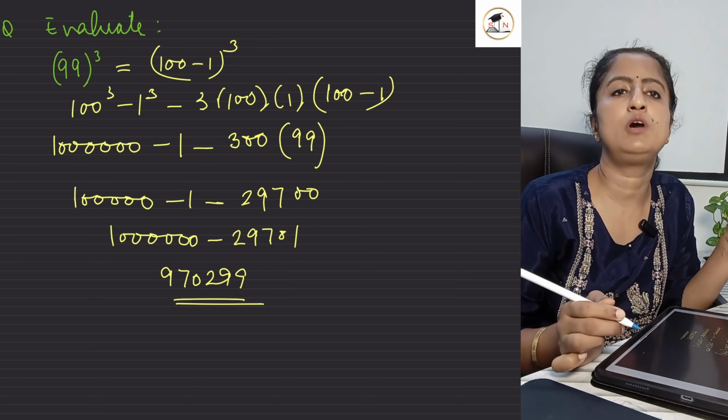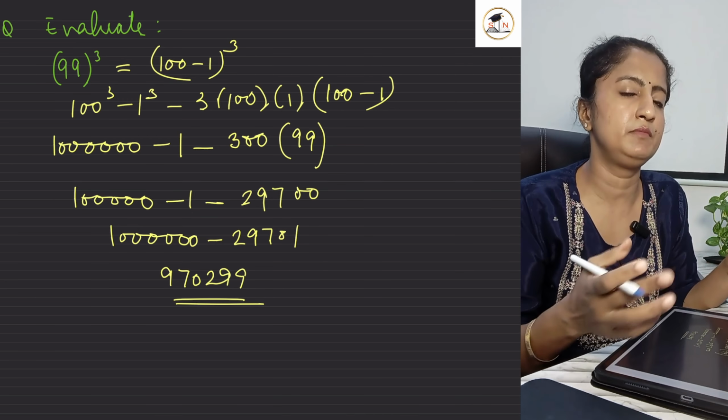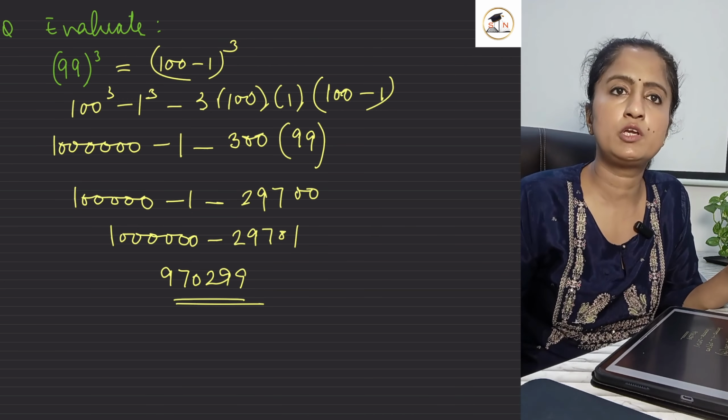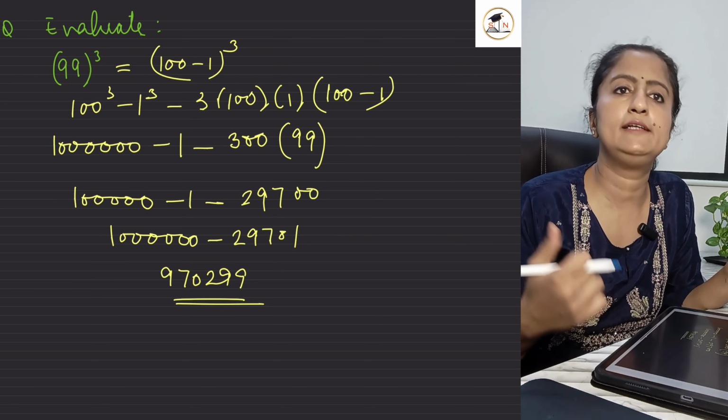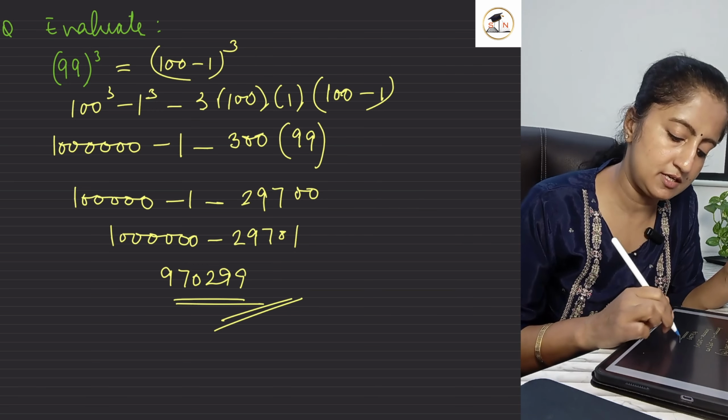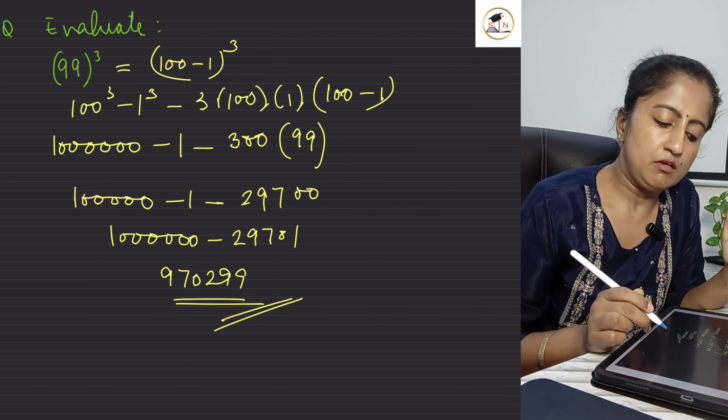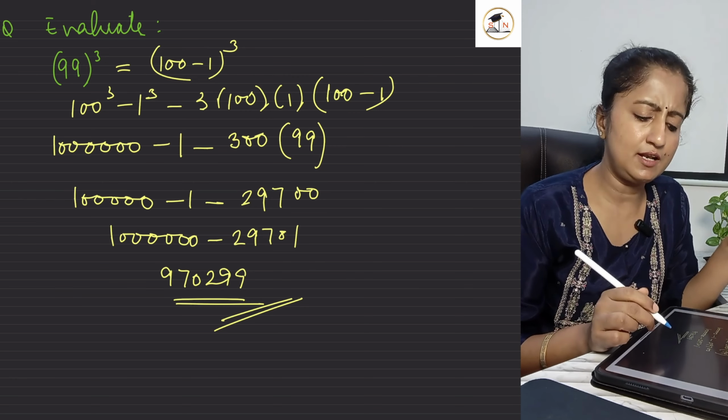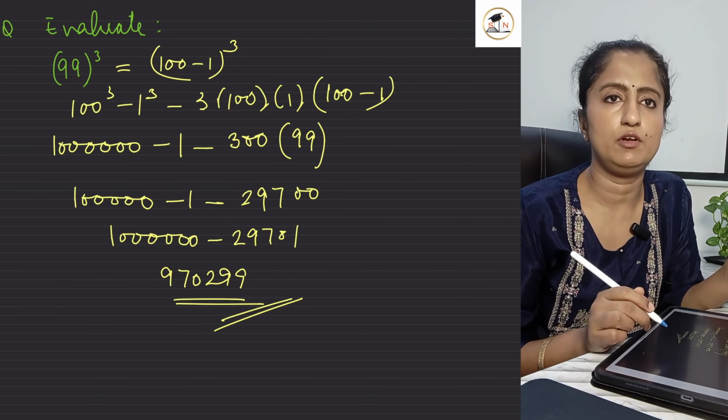Because whenever you do a cube of a number ending with 9, your answer also ends with 9. So here is the answer, right? The calculations were easy. Just in the last subtraction, you need to be careful, right?